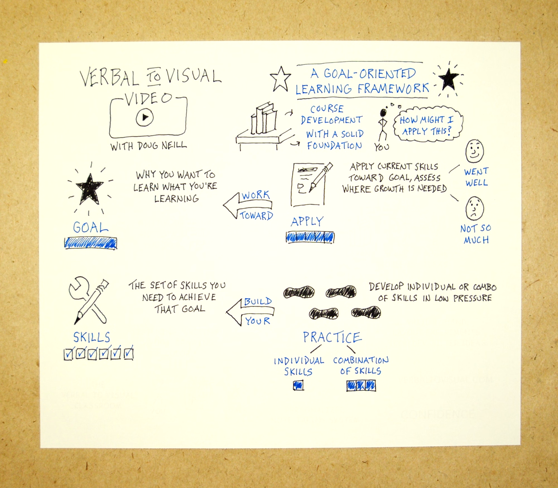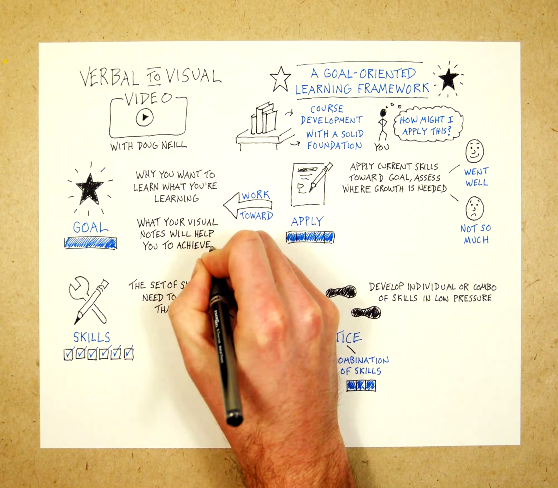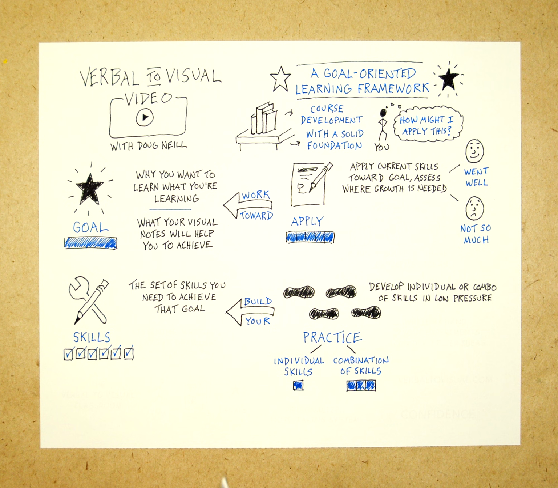So that is this learning framework in an abstract sense. Let's now apply it to the development of visual note-taking skills. The goal for you as a visual note taker is that thing that your visual notes will help you to achieve. The goal is not to get good at visual note taking. The goal is to kick ass in your history course, or become a better sharer of ideas at work, or to develop a really useful and efficient system for working with the problems that you work with every day. Those are the things toward which you can apply your visual note-taking skills.